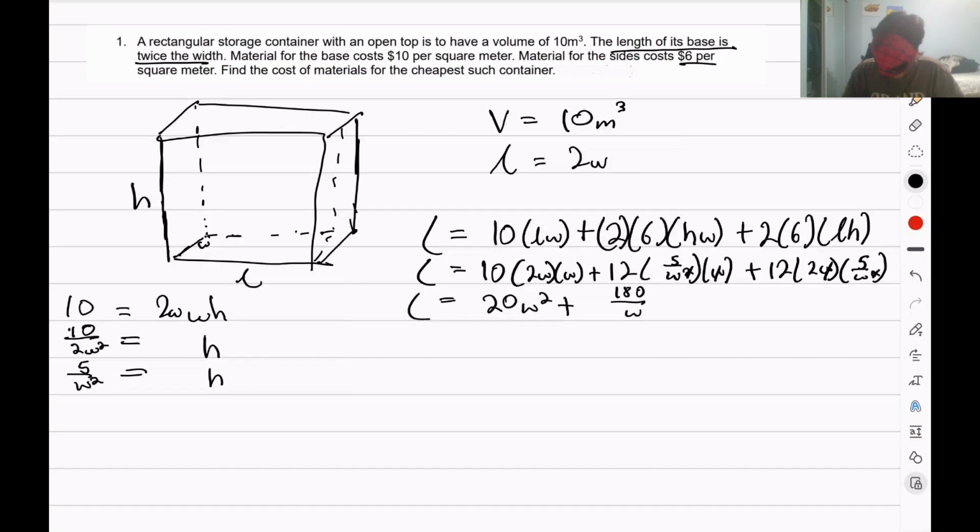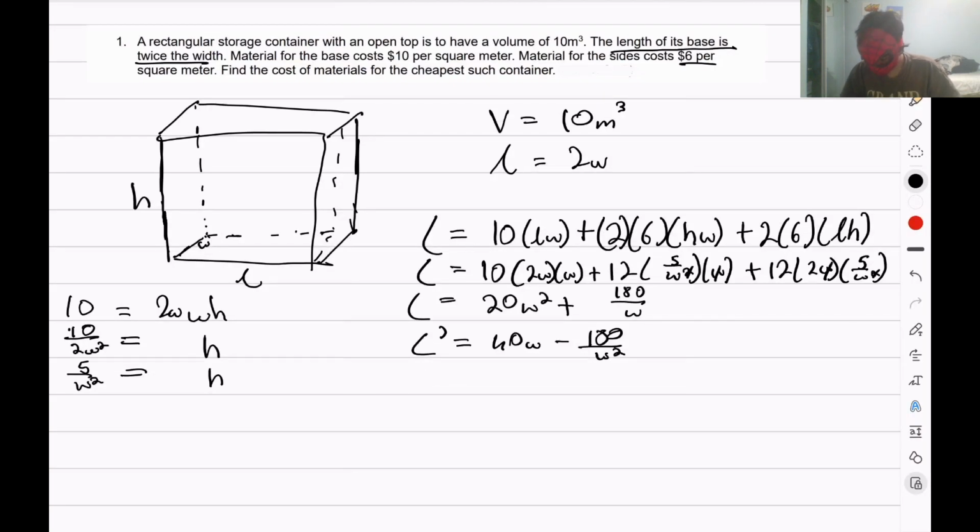Now that we have this simplified cost function, by finding the derivative of this and setting it equal to 0, we can find the critical points of the cost. So let's find the derivative of this. So the derivative of this, we bring this 2 down, 40 width minus 180 over width squared. Now that I found the derivative of this, I set it equal to 0 to find the critical points.